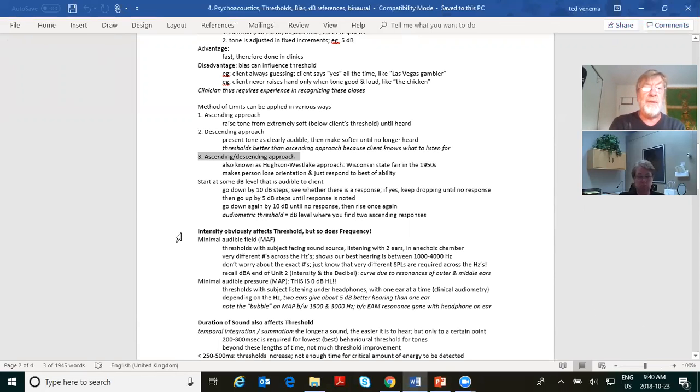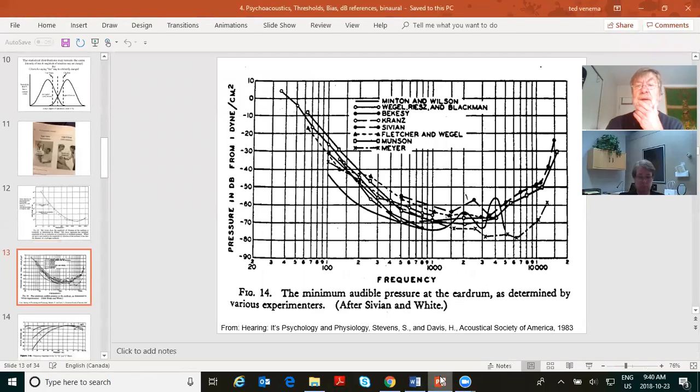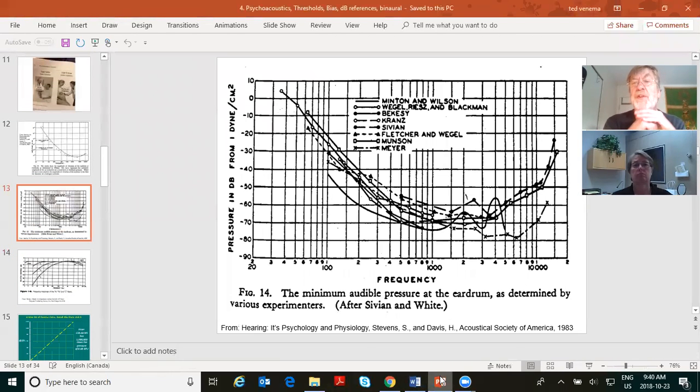Minimal audible field. Very important concept. Let's go right to it. Minimal audible field. Look at the curve. Note the shape. Minimal audible field is simply the softest it took to hear all the different frequencies at 1 meter distance from a speaker with 2 ears. You all defined this on your midterm as what was 0 dB SPL. And 0 dB SPL was the softest it took to hear a 1,000 hertz tone at 1 meter distance from a speaker with 2 ears.